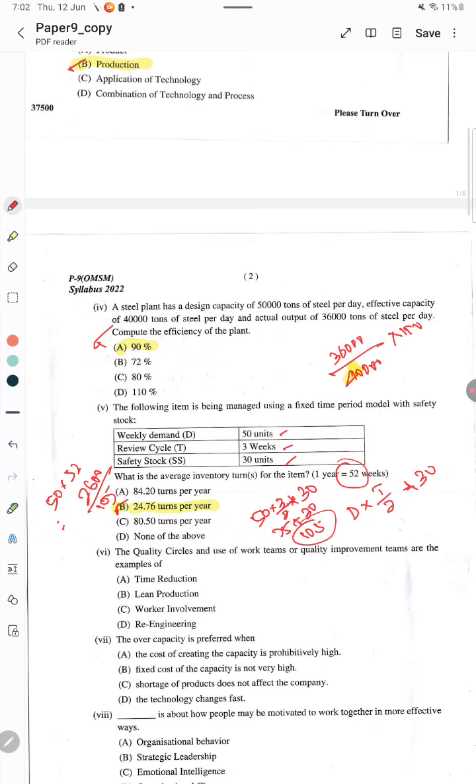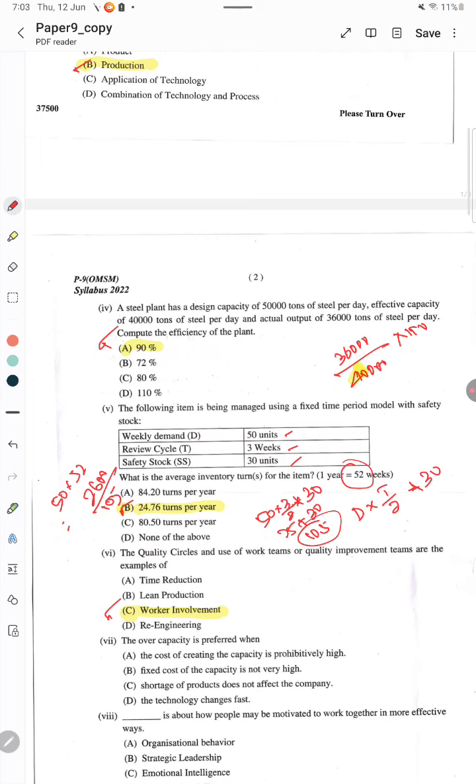The quality circles and use of work teams and quality improvement teams are the examples of time reduction, lean production, workers' involvement. So workers' involvement is the correct answer. Please make note of it. Workers' involvement is the correct answer.